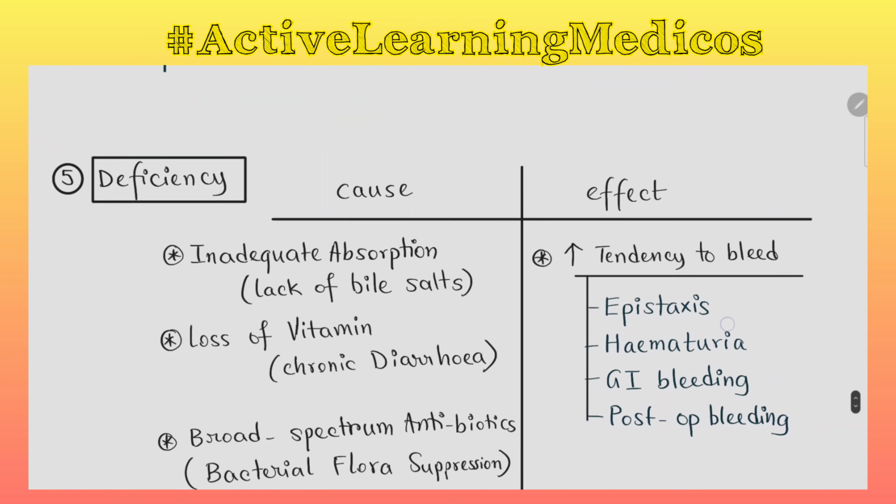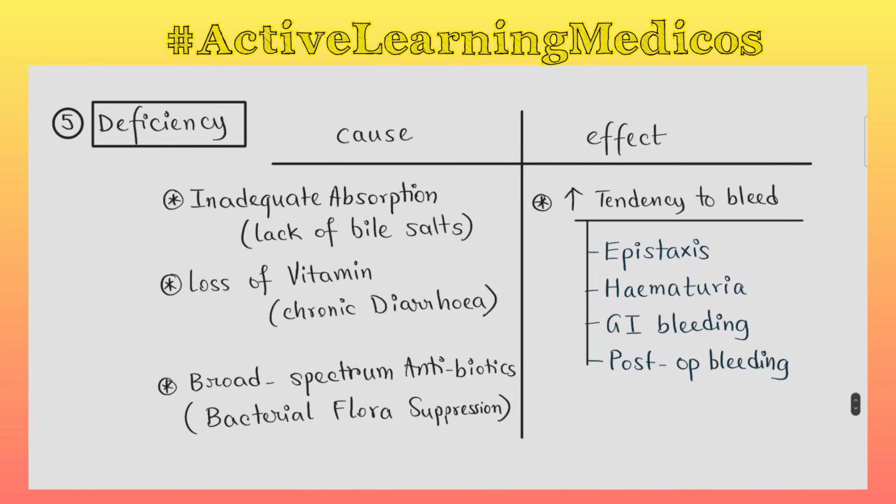Okay, so let's come to the deficiency of vitamin K. This is again very important. So deficiency can have three causes: inadequate absorption due to the lack of bile salts, loss of vitamin due to chronic diarrhea, and chronic use of broad spectrum antibiotics. Since we have seen that bacterial flora is also required for vitamin K production, bacterial flora suppression can cause deficiency symptoms of vitamin K. Now the effect will be an increased tendency to bleed, right? It can be epistaxis, hematuria, GI bleeding or post-op bleeding.